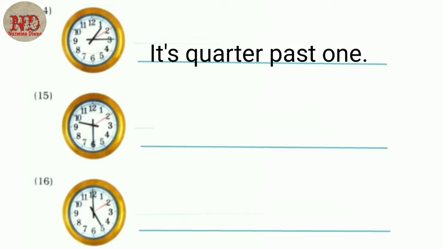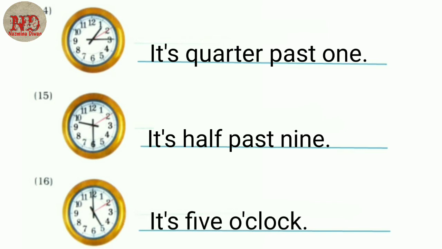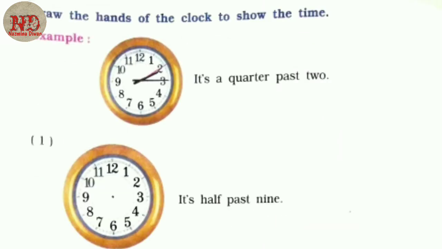So what time is it? It's 9:30. Okay students, it's 9:30. We can also say that it's 9:30. Now in the last clock, a short hand is at 5 and a long hand is at 12. So what time is it? It's 5 o'clock. Now let's move to the next exercise.